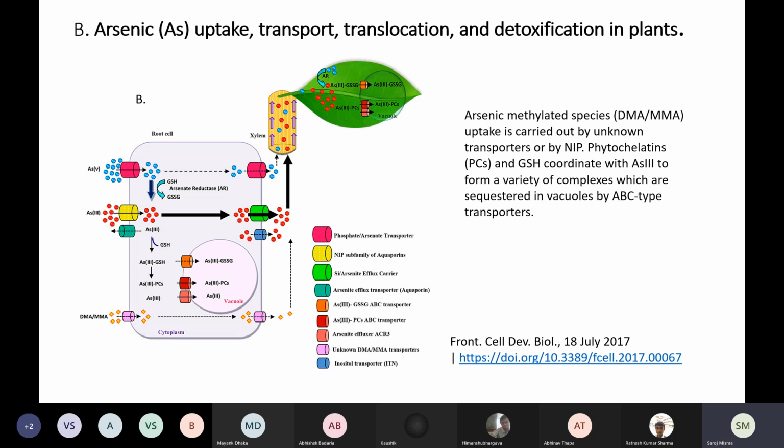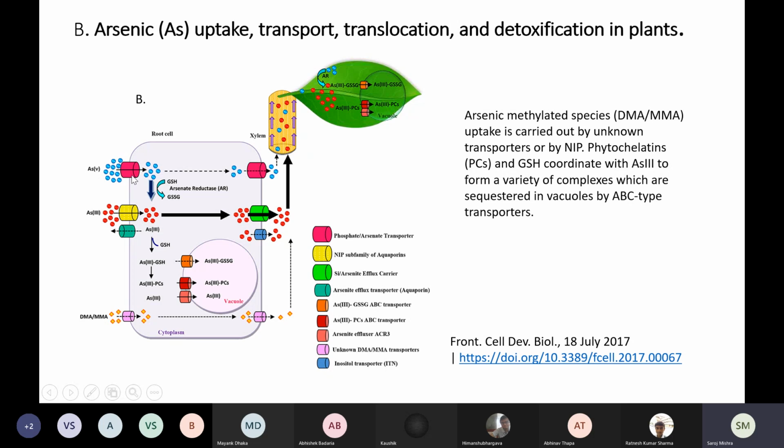Okay, so that part, you need to understand as to why we use the term detoxification. So again, here is a picture of a root cell. Any questions on this? No, ma'am. Okay, so here is a picture of a root cell.